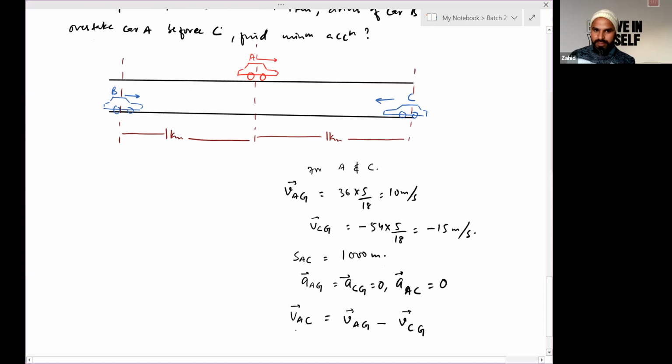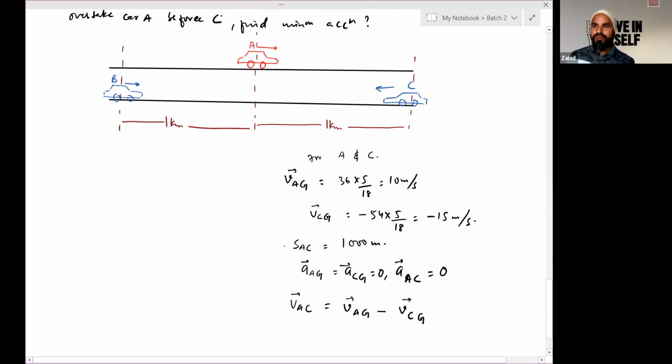Now we have velocity and displacement. So using the second equation of motion, you'll say S relative is equal to U relative into T plus half AT squared, where acceleration is 0. So you have S relative, you have U relative, then you will get the time in between them.